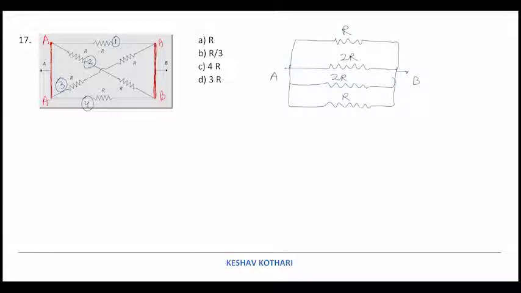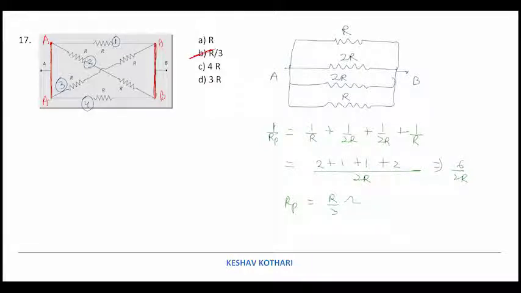Now if we calculate the value of the effective resistance, we write 1 by R parallel is 1 by R, 1 by 2R, 1 by 2R, 1 by R. So we can write it as, by 2R, that is R parallel is equal to 2R by 6, that is R by 3 ohm. For this particular problem, R by 3, that is option B, is correct.